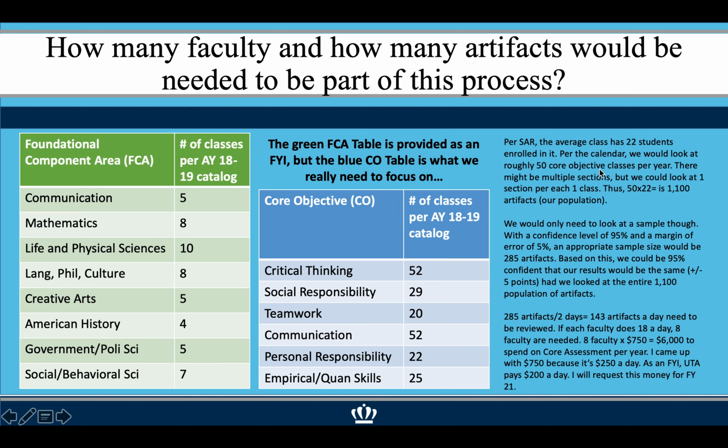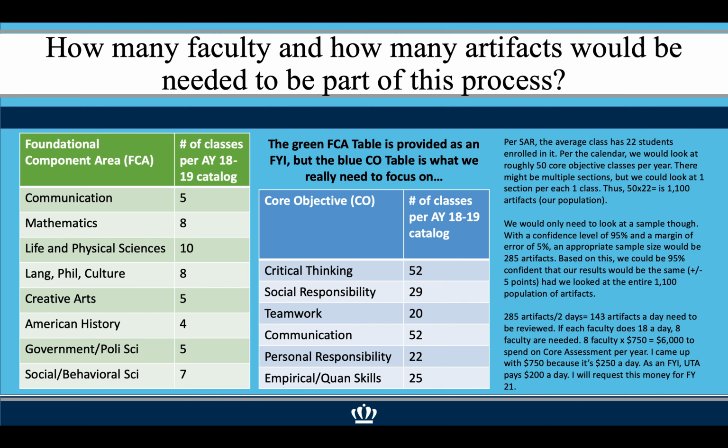So roughly 50 core objective classes per year. So there might be multiple sections, but we could look at one section per one class. So thus 50 times 22 is 1,100 artifacts, and that serves as our population number. So we would only need to look at a sample of those though.